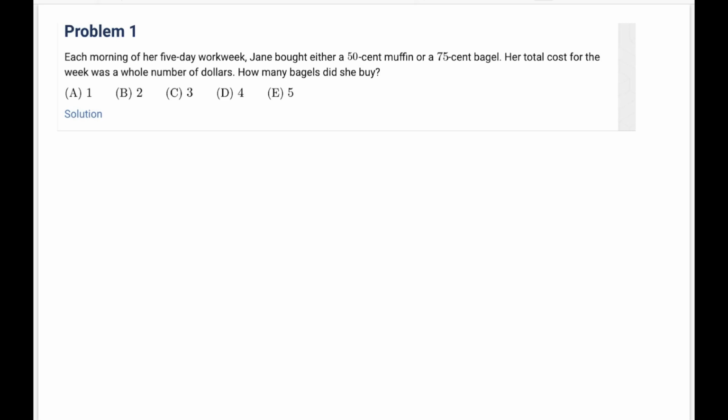So she bought an odd number of 50-cent muffins and an even number of 75-cent bagels. They have to sum to 5 because it's her 5-day work week and it's each morning. So this could be 2 and 3 or 4 and 1. If it's 4 and 1, then this would be 75 times 4, so it's 2,350 cents. That's not a whole dollar amount, so this is wrong. And so this would be right.